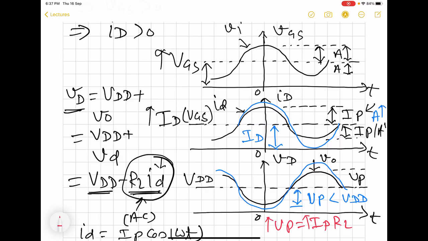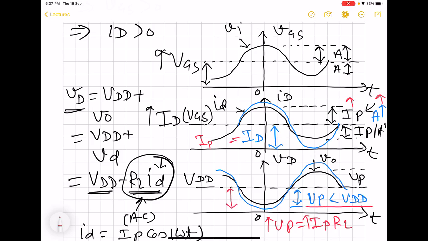So now if we want to increase this IP, we will have to increase the input amplitude because IP is determined by ID. And we have already reached the scenario when IP is equal to ID, the maximum swing possible. That means in this scenario, when VP is less than VDD, we simply cannot increase the input amplitude to increase the output swing to the maximum possible, equal to VDD.